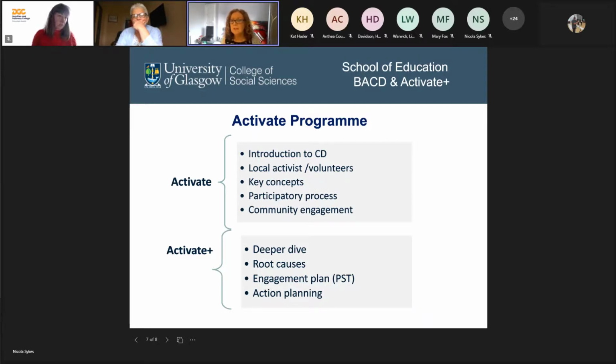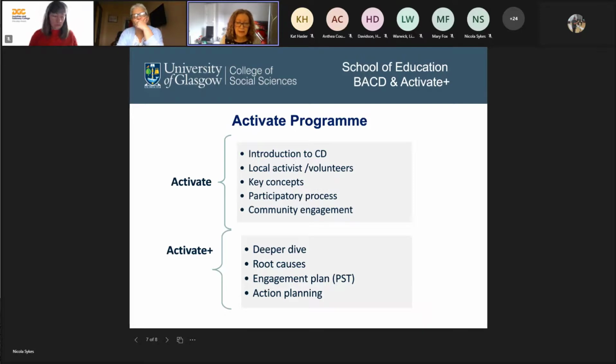So it covers the key concepts and theories of community development, very participatory, and community engagement and investigation is a part of that course. The driver for the Activate Plus, which is what we are looking to use the PST for, was to develop a deeper understanding of the root causes of some of the inequalities that are present in our communities, and finding ways to address these.